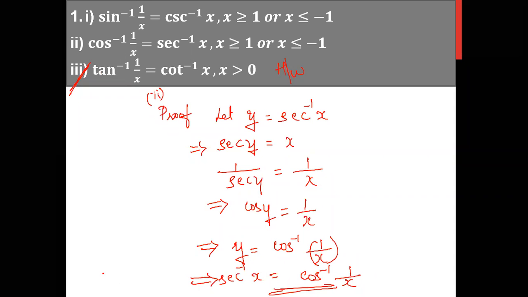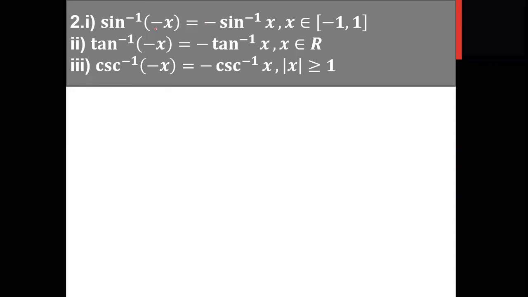Now coming to the next property. That is sine inverse of minus x is minus sine inverse x. So this is your next property. This is similar to your direct function also. What is sine of minus x, students? Minus sine x. Good. Sine of minus x is minus sine x.